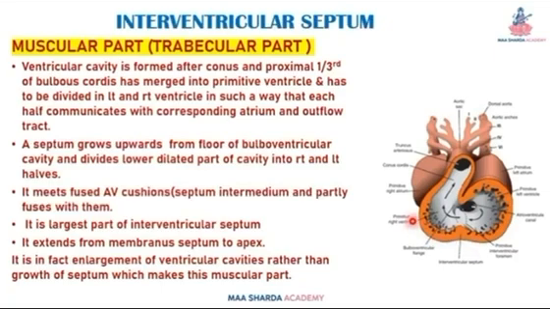Ventricular cavity is formed after conus and proximal one-third of bulbus cordis has merged into primitive ventricle and has to be divided into left and right ventricles in such a way that each half communicates with corresponding atrium and outflow tracts. A septum grows upward from floor of bulboventricular cavity and divides lower dilated part of cavity into right and left halves. It meets fused AV cushions, septum intermedium, and partly fuses with them. It is in fact enlargement of ventricular cavities rather than growth of septum which makes this muscular part.